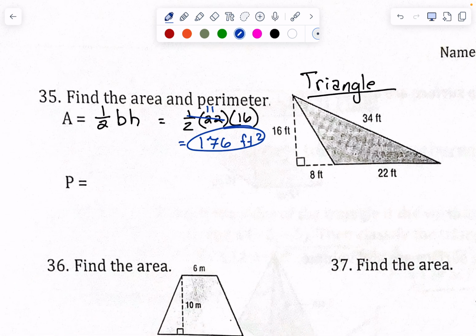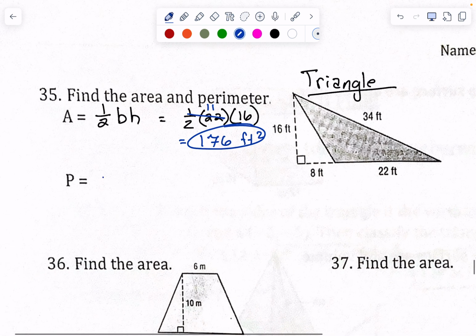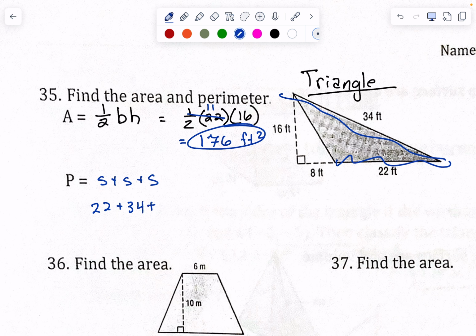There's the area. How do you find the perimeter? Side plus side plus side. Two of my sides are 22 and 34, right? That one is 17. Look at this, 16 and 8. We just did that. So this is 17.9. That's my third side. It's almost like I did that on purpose. Now again, I will not ask you for area and perimeter. I will only ask you for one or the other, but we're doing both of them just so that we have them.